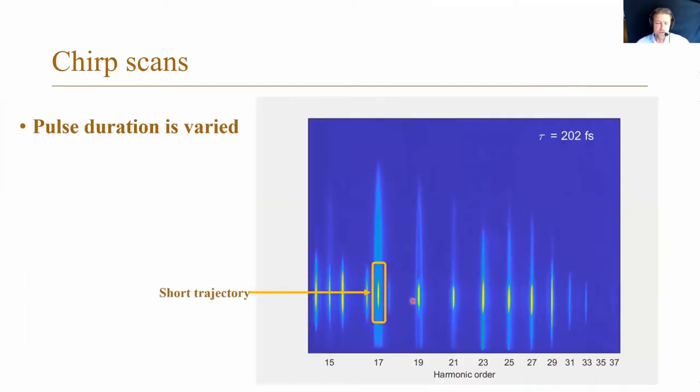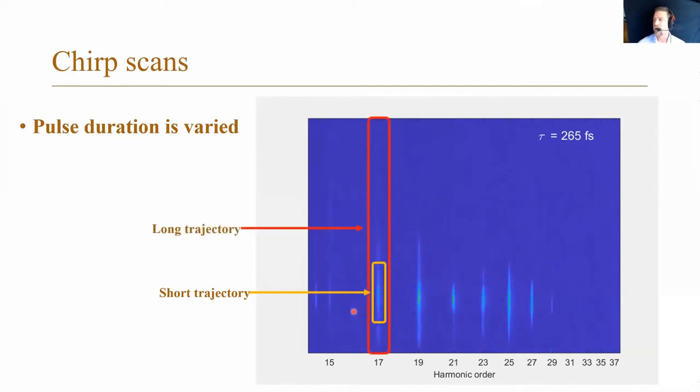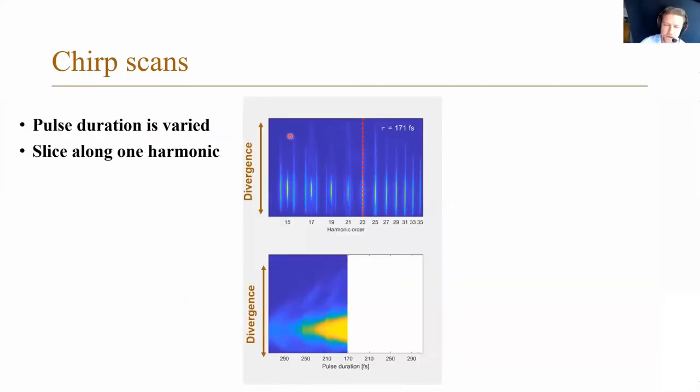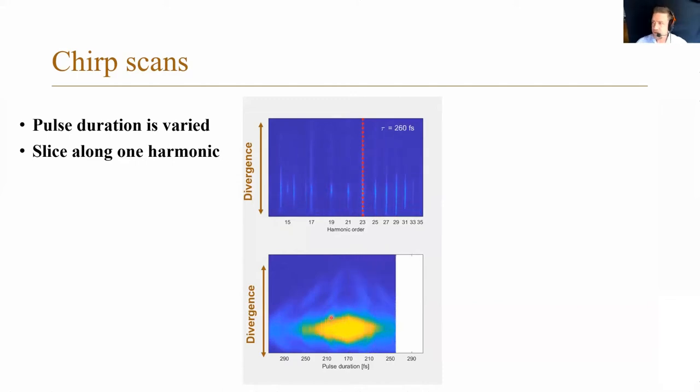When we now do these scans, we want to see the region where we have both long and short trajectory. Can we see any interference here? In the middle, we have the short trajectory. Out here, we have the long trajectory. Doing a scan, taking a line out through one of the harmonics, here harmonic 23, we can see a pattern building up as a function of chirp, as a function of pulse duration. And that in itself is intensity. We need a small rescaling to go from pulse duration to intensity. We see that there is a pattern here, an interference pattern, both in the long and the short trajectory.